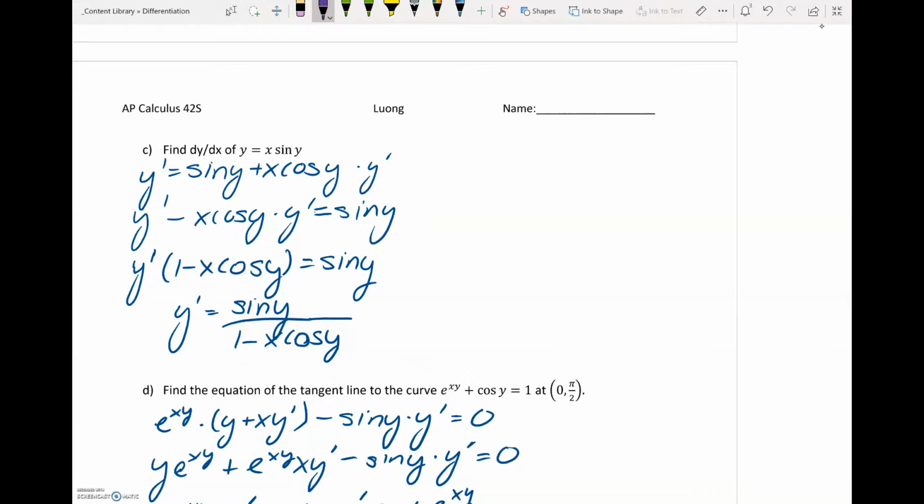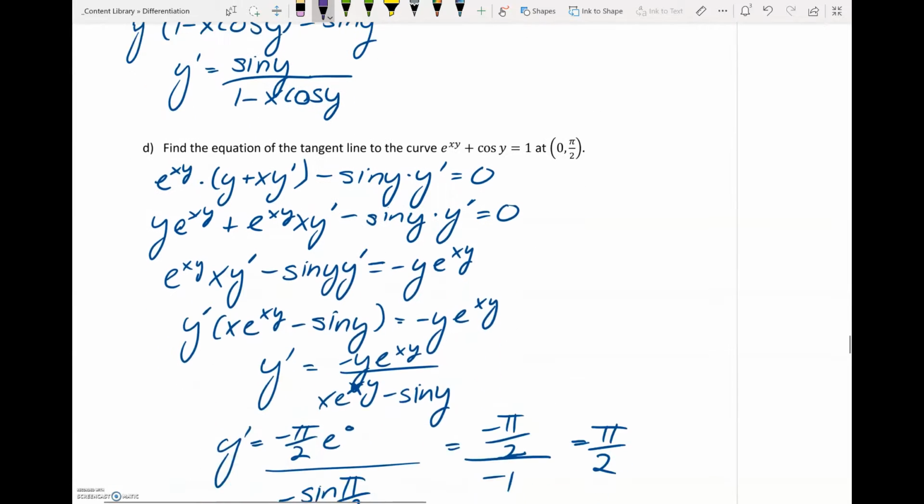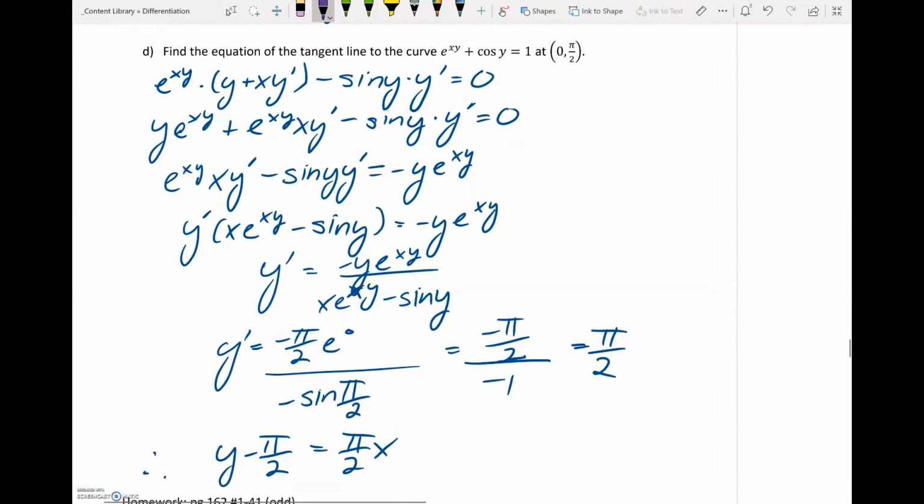Then we need to rearrange so that one side has y prime. So we can factor out that y prime. And then we'll isolate the y prime by dividing both sides by 1 minus x cos y. And that's it.